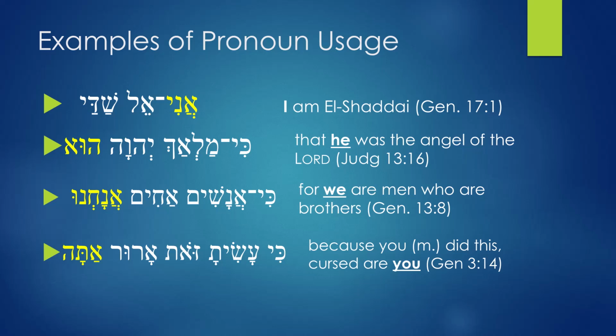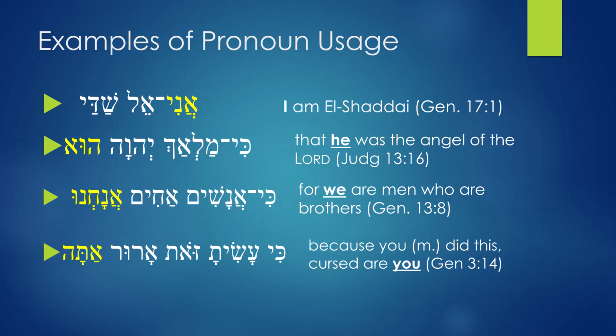So the translation is, for we are men who are brothers. The literal translation is, for we are men, brothers. But in English that doesn't make sense, so you're going to say, for we are men who are brothers.